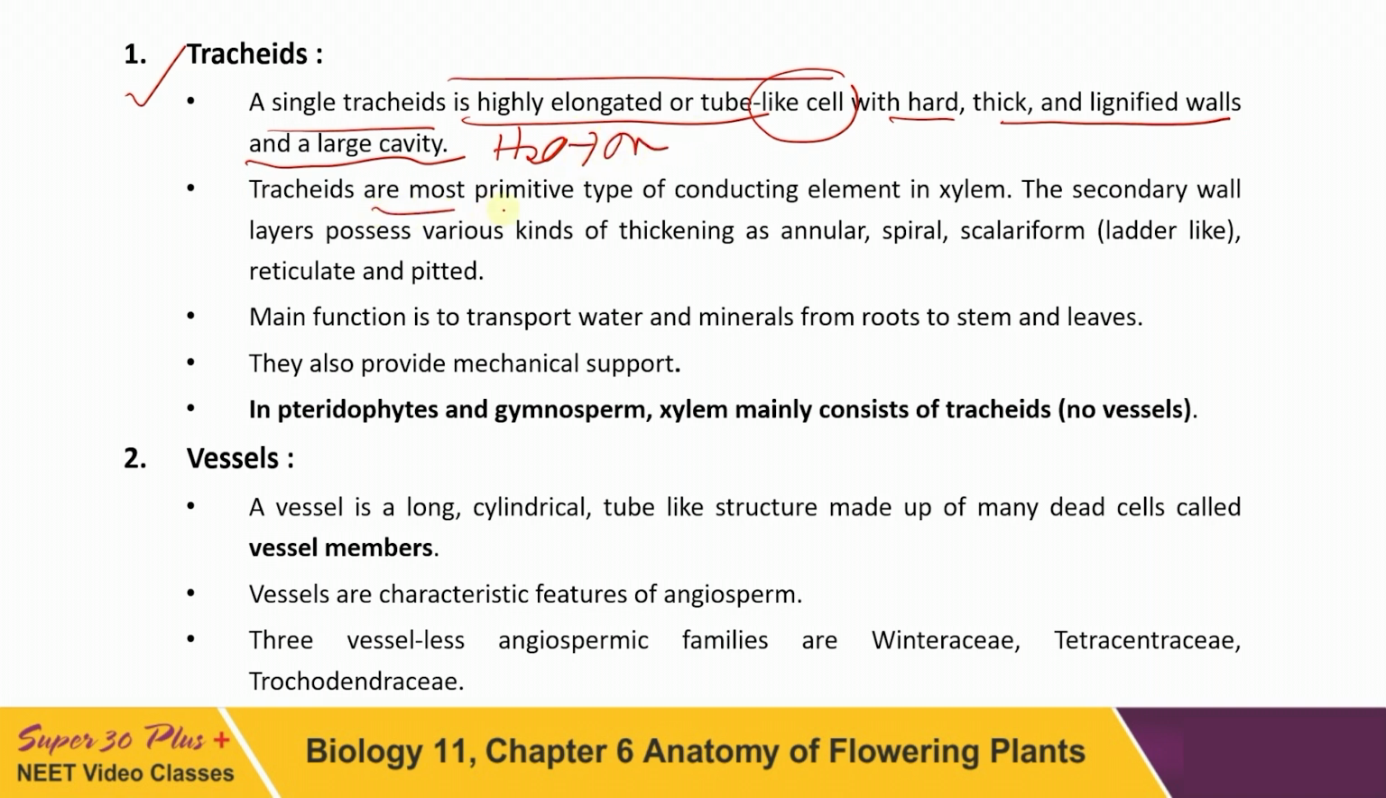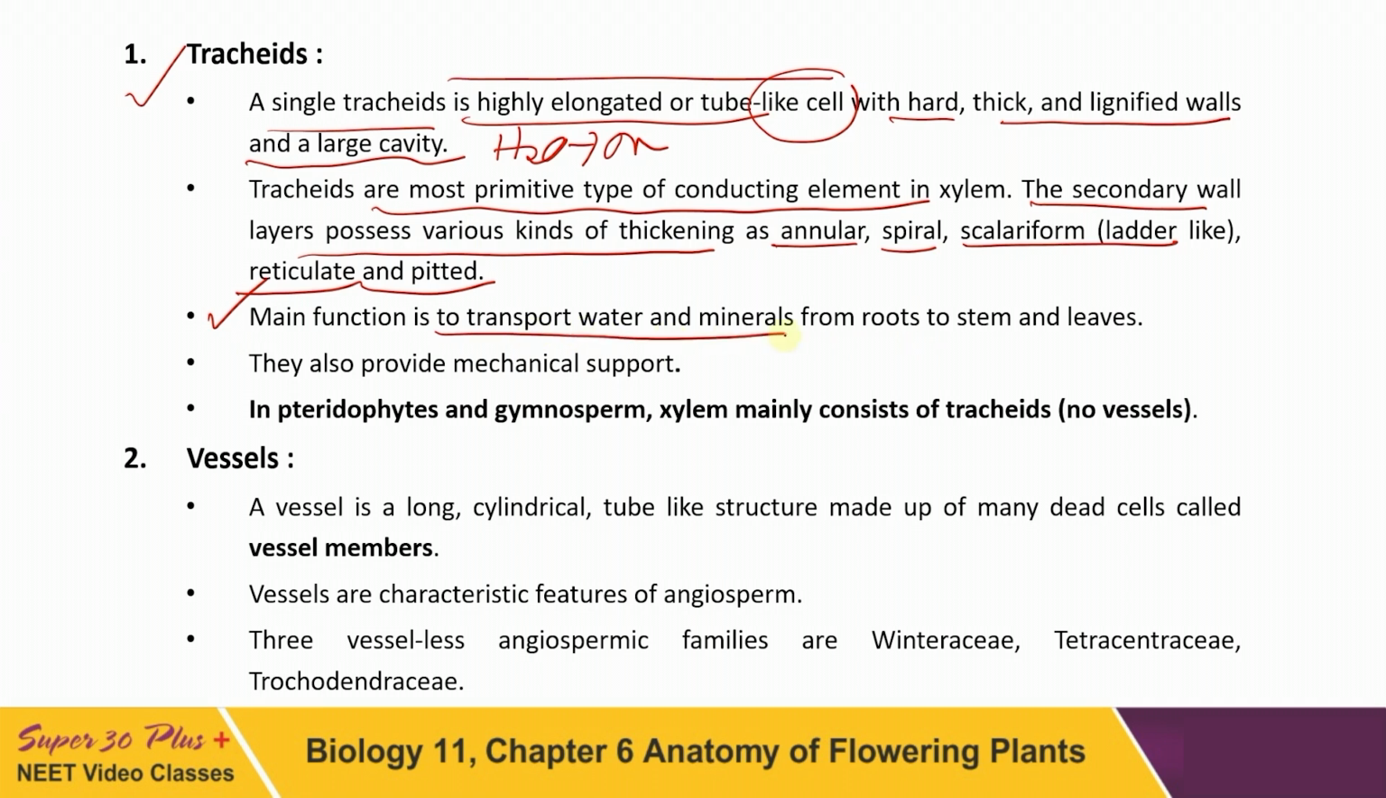This is a primitive type of conducting vessel. The secondary cell wall possesses various types of thickenings, as I told you, that may be annular, spiral, ladder-like, reticulate, or pitted. The main function of the tracheids is to transport water and minerals from root to the stem. They also provide mechanical support. Why? Because these also have a thick lignified wall.